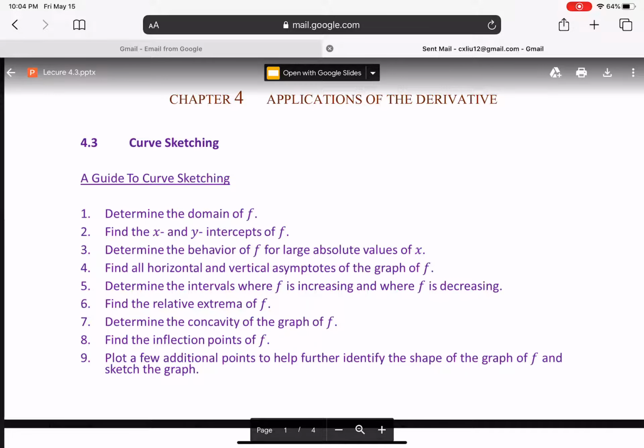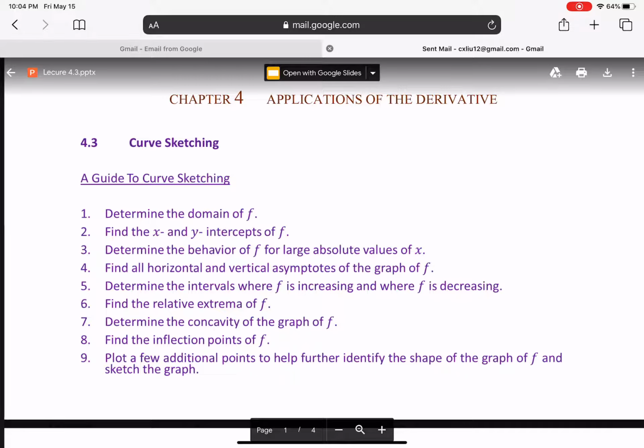In 4.2, we discussed the applications of the second derivative. We know we can use the second derivative to determine the concavity of the function. When the second derivative is positive, the function is concave up. When the second derivative is negative, the function is concave down.